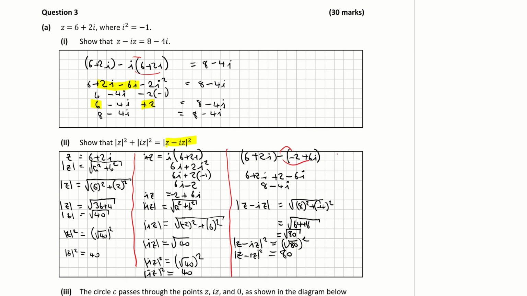My last little step is just to come back to the very start of the question because it says show that. So I need to show that the modulus of z squared plus the modulus of iz squared is equal to the modulus of z minus iz, all squared. So what did we get z squared to be? We got it to be 40. iz, all squared, we also got to be 40. And the value for the right hand side, we got to be 80. And here I've got 80 is equal to 80. So therefore true.